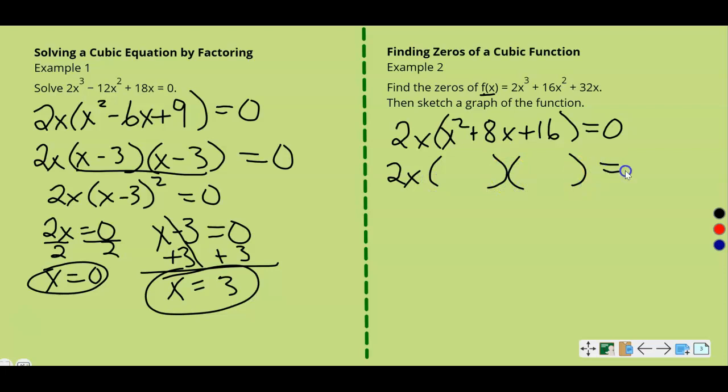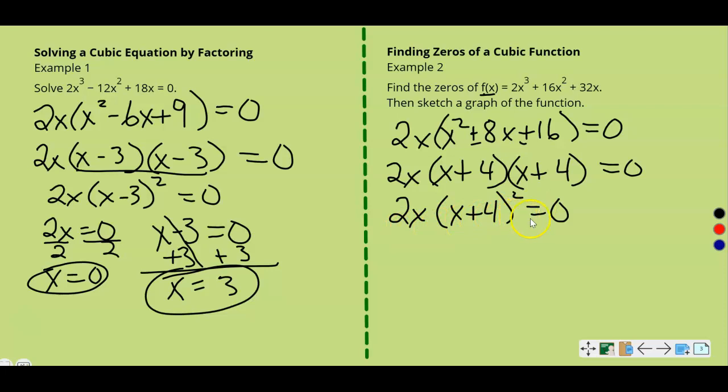Can this be factored again? So we got x squared, so x times x. What multiplies to give us 16 and adds to give us 8? So that will be 4 and 4. Both of those are positive because we have 2 positive signs here. And again, we have a multiple 0. So we have x plus 4 squared times 2x equals 0. So this would be our function in factored form.